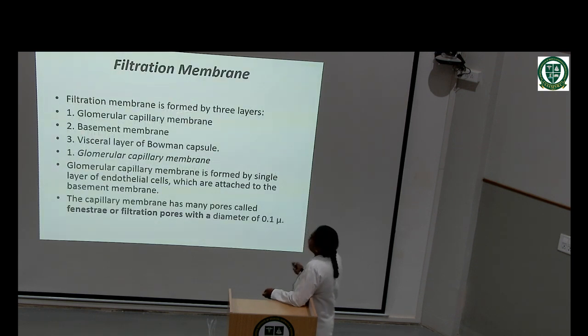Next, filtration membrane. As I told in the previous slides, it is formed by three membranes. One is the glomerular capillary membrane, second is the basement membrane, third is the visceral layer of the Bowman's capsule. The glomerular capillary membrane is formed by a single layer of endothelial cells which are attached to the basement membrane. The capillary membrane has many pores, called filtration pores, with a diameter of 0.1 microns.